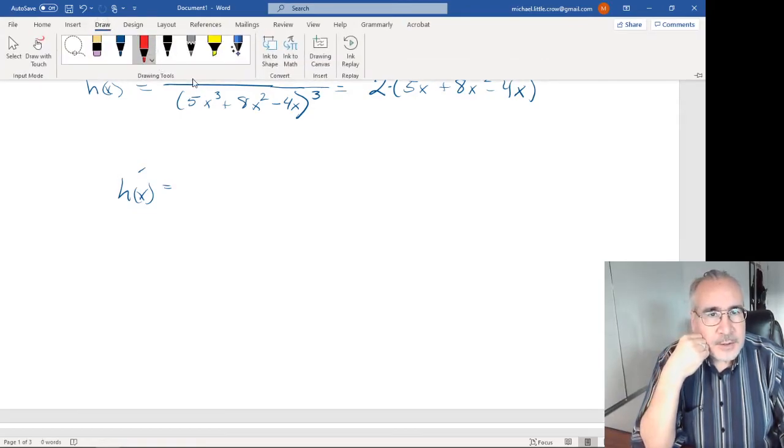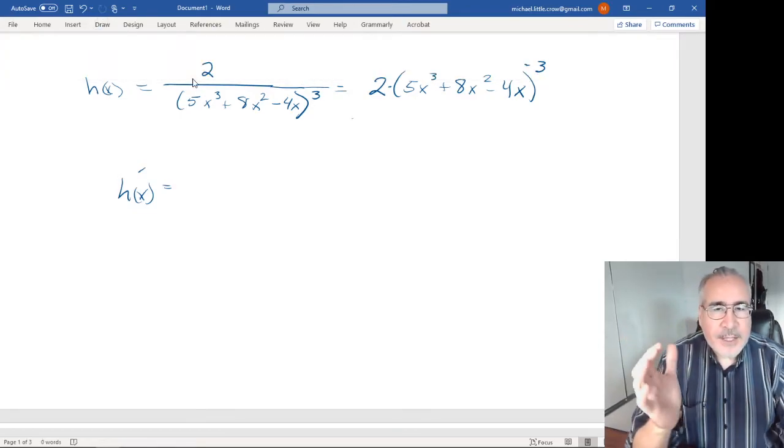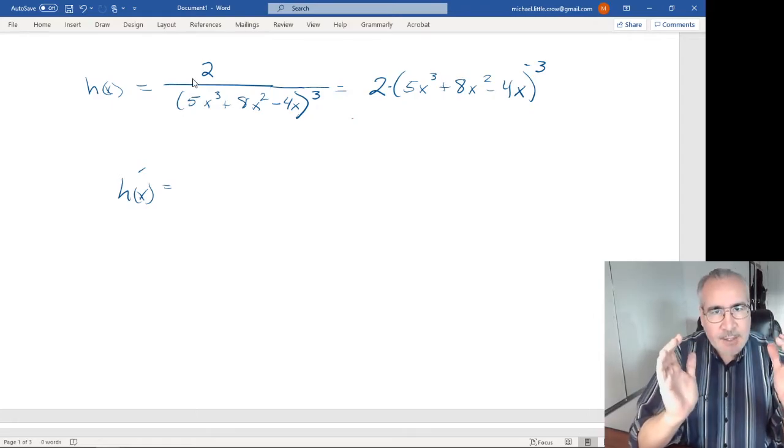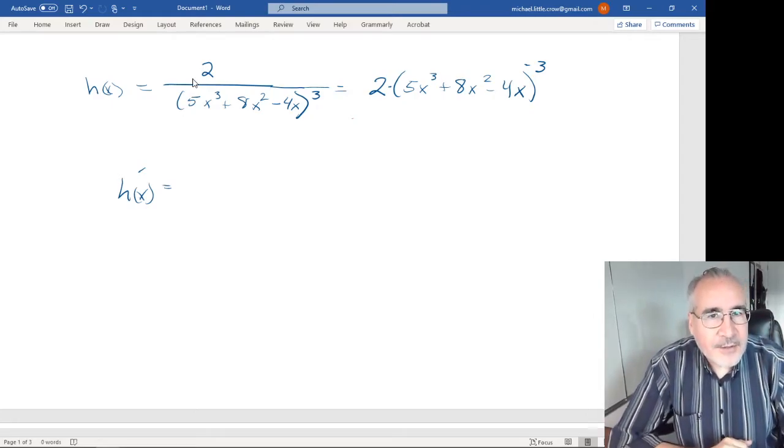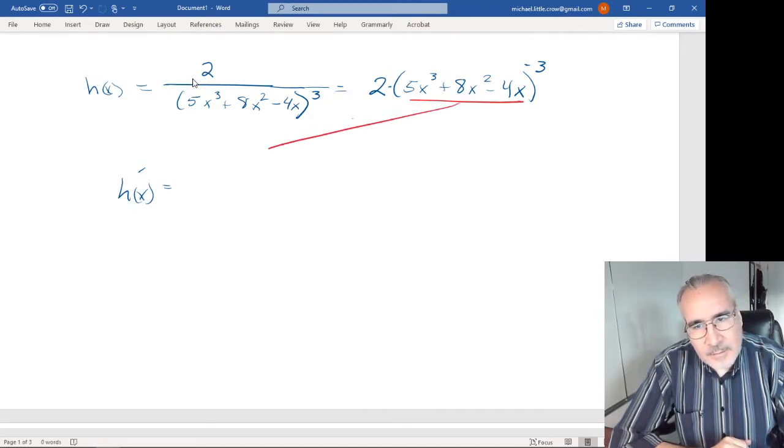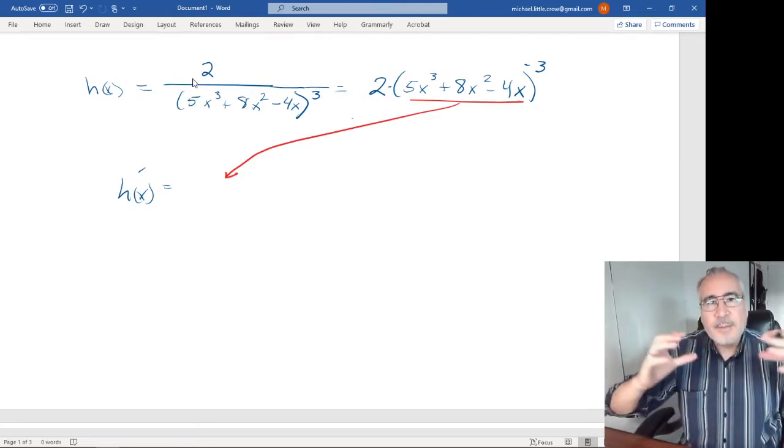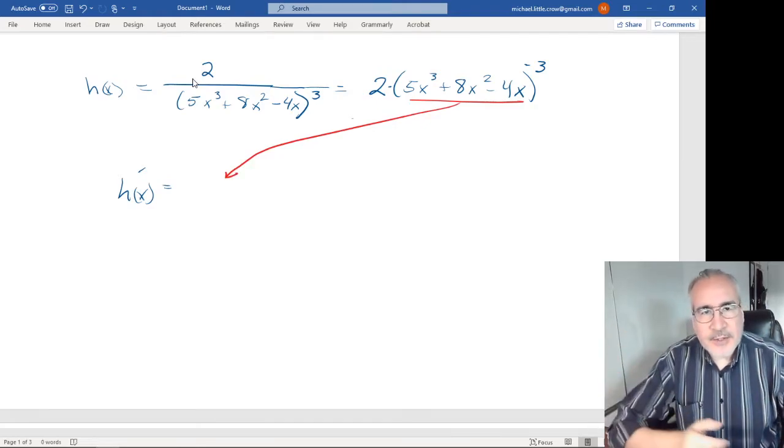Okay, so as we take the derivative of this function, remember we're just going to identify the inside part. That's the part inside the glove, inside the bubble, inside the parentheses. There it is. We are going to take that derivative first because we're working from the inside out. That's the way we do functions.